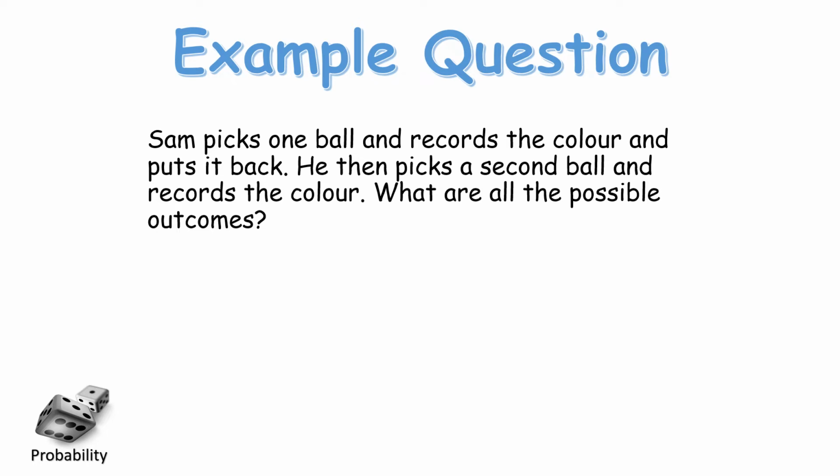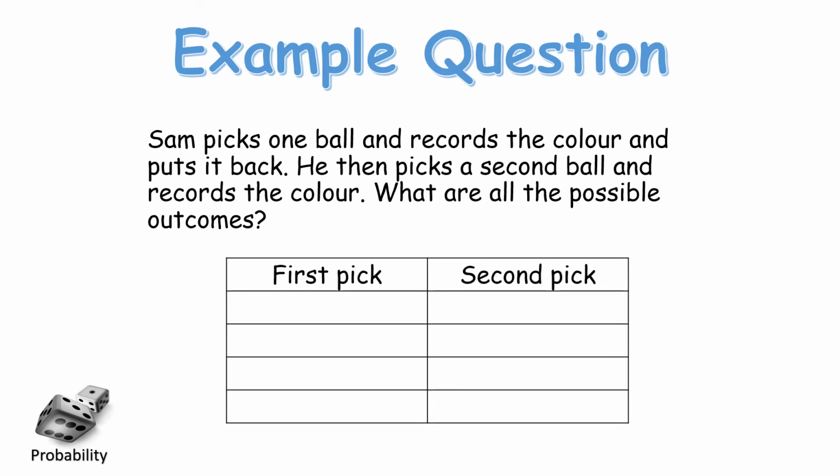What are all the different outcomes? So now this is interesting because we now have 2 events. We don't just have one single event. We don't just have one pick. He takes 2 picks. So we can draw something like this.